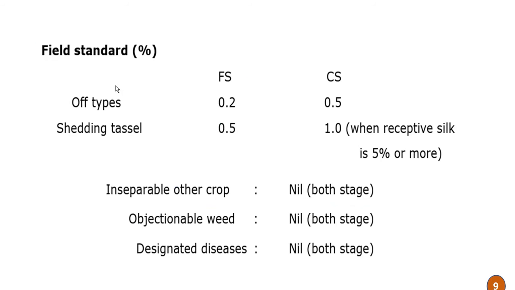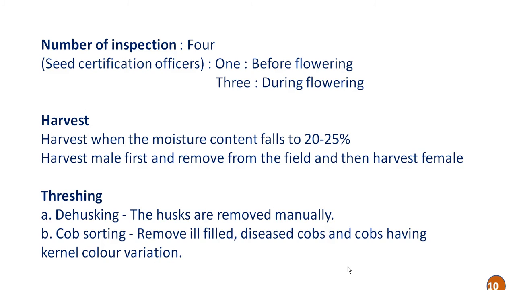Then field standards in percentage for foundation seed and for certified seed. Off type percentage is permitted at 0.2% in foundation seed and 0.5% in certified seed, while shedding tassel is 0.5% and 0.1% in foundation and certified seed respectively. Then inseparable other crop, nil in both stages, objectionable weed nil in both stages, and designated disease nil in both stages. So these are all the percentage wise field standards for hybrid maize production.